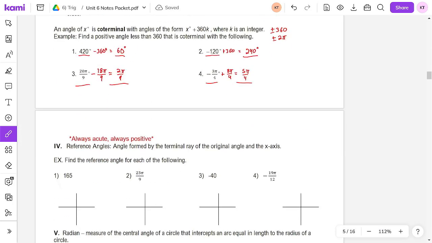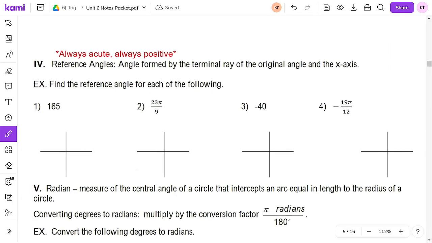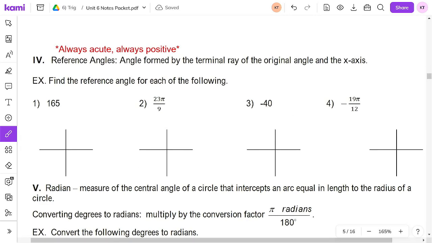All right. The last thing we're going to do here is reference angles. Reference angles are formed by the terminal ray of our original angle and the x-axis. These angles will always be acute and they will always be positive. The best way to do these would be through examples.